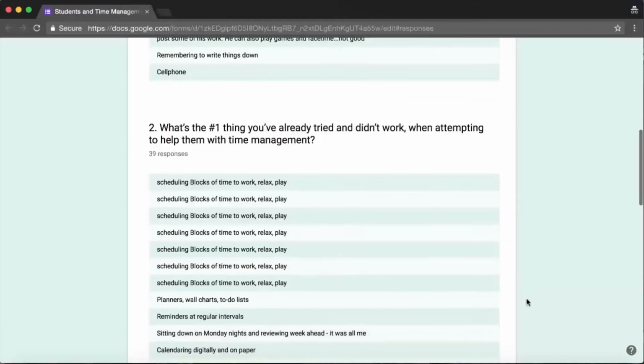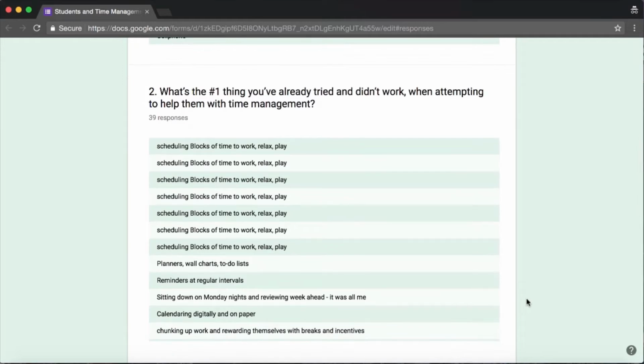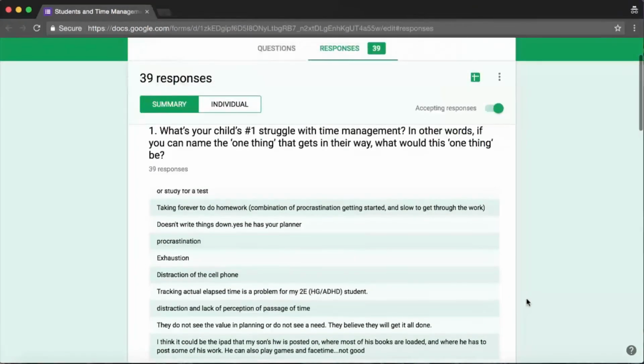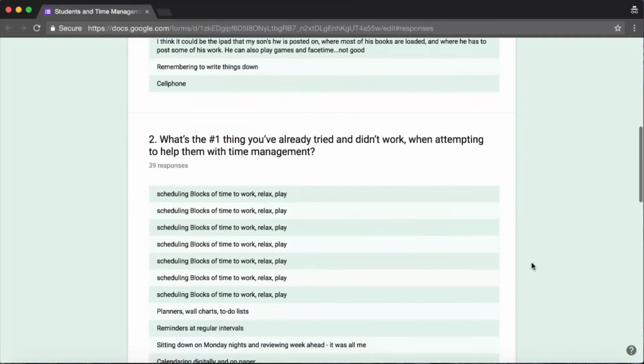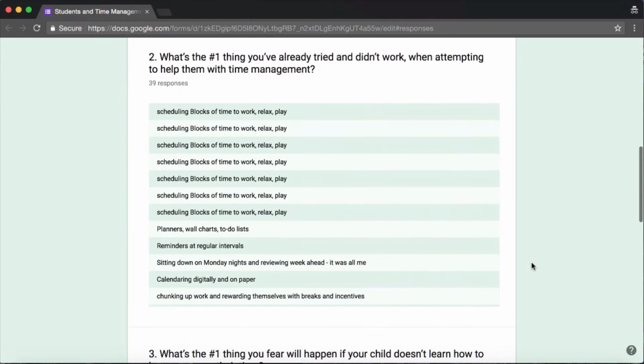So look, question number 2. What's the number one thing you've already tried and didn't work when attempting to help them? By the way, when I sent out my survey to Amazon sellers, the number one pain point was finding a product to sell. And that's how I came up with my super simple bait. Here's a 10-point checklist of finding a profitable product to sell on Amazon. I think that was the exact, it might have been slightly different, but that was pretty much it. And the reason it converted so well was because I hit this pain point, right?